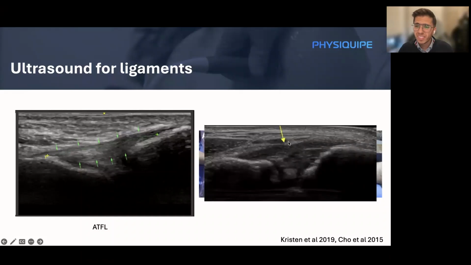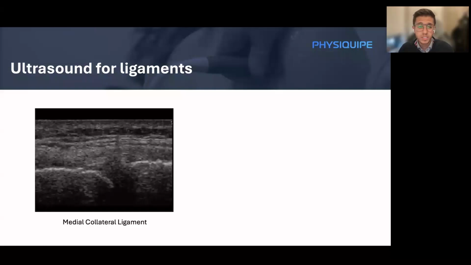In this case as well, there's a bit of thickening of the ATFL tendon and you can see that gapping. And sometimes if there's a complete rupture, you can see it completely open up. And again, if you're uncertain, that can really help guide your rehab and how you would manage this patient. I hope even that can prove to you how clinically useful this is.